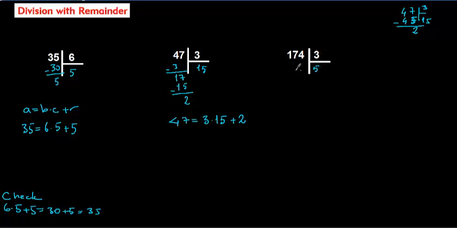5 times 3 is equal to 15, and the result is 17 minus 15, which is equal to 2. Then this 4 comes down because we finished with this one, but it's not possible to divide 2 by 3, so the number must be 24. You should bring this 4 down, and in 24 we have 3 times 8, 24, and the result is going to be equal to 0. Here we have no remainder.